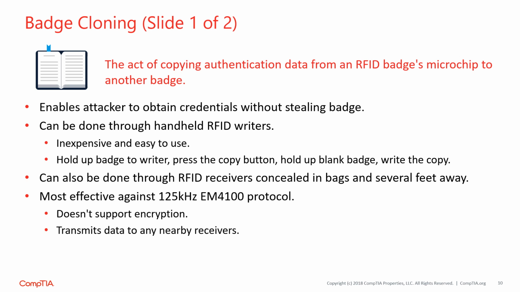Note that badge cloning is most effective on older RFID badge technology that uses 125 kilohertz. This technology does not support encryption and will begin transmitting data to any receivers that are nearby. Newer RFID badge technology usually uses high frequencies and increases the rate at which data can be sent, and subsequently supports encryption. These badges only broadcast certain identifying attributes rather than all authentication data on the badge.